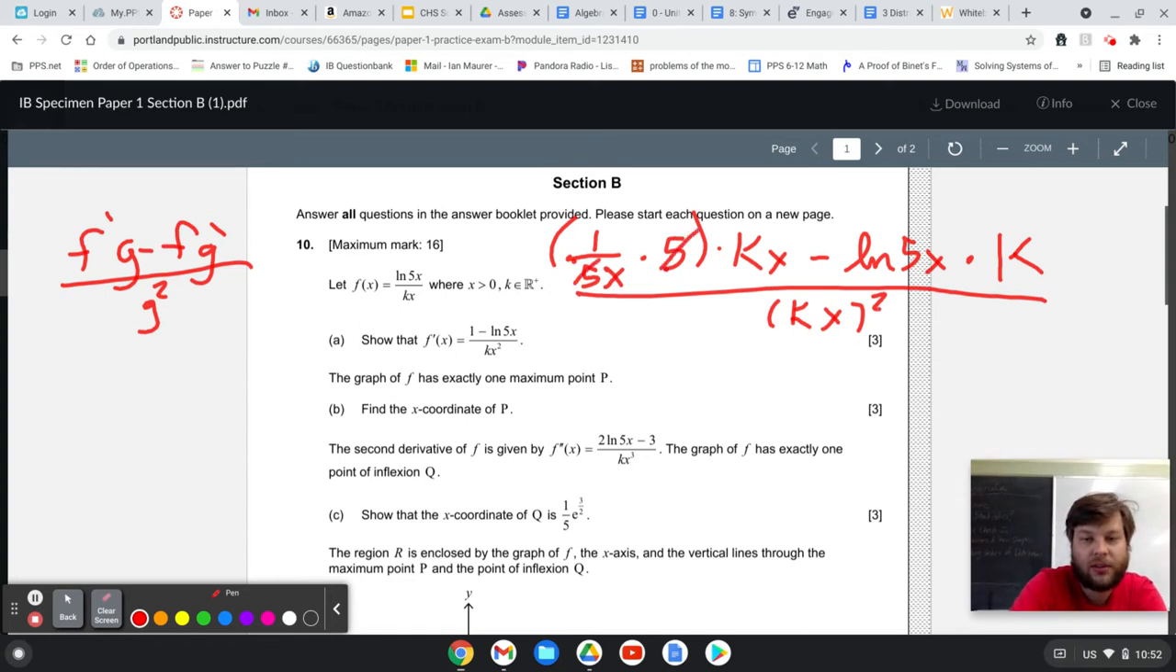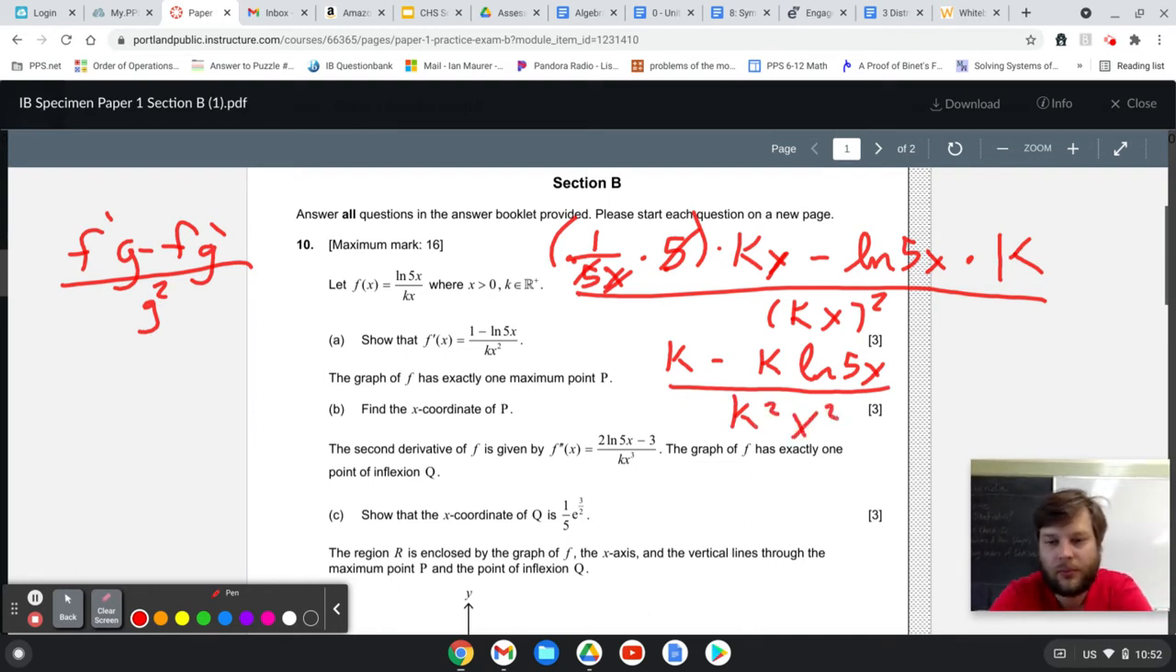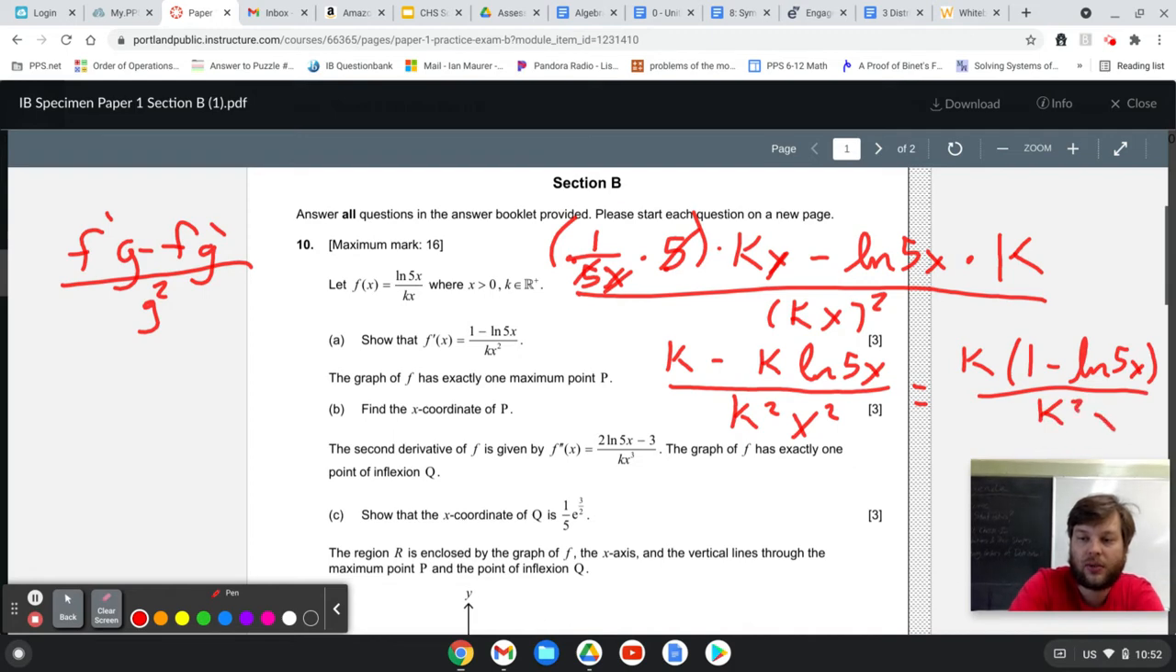Lots of nice stuff cancels out here. 5 cancels with 5, x cancels with x. So what do I really have on top? I just have k minus k times the natural log of 5x. And on the bottom, I'm going to square k and square x. You might notice that the top has a k in common, so you can factor out a k. It's leaving you with 1 minus natural log of 5x divided by k squared x squared. And you can cancel one of those k's out, and you have the desired result.